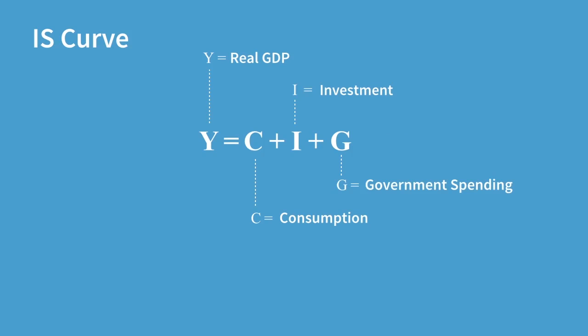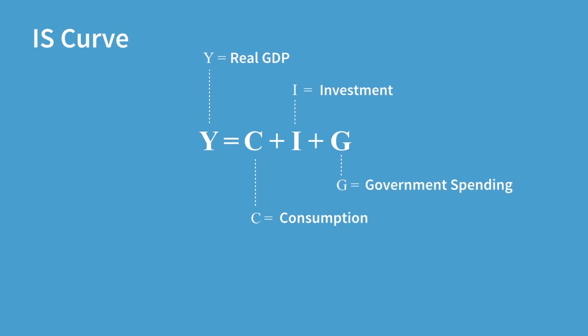To draw our IS curve, we are going to start with our expenditure approach to GDP. Output is equal to consumption spending plus business investment plus government spending plus net exports. Now, to simplify this derivation, let's assume for now we are in a closed economy, so we have no imports or exports.